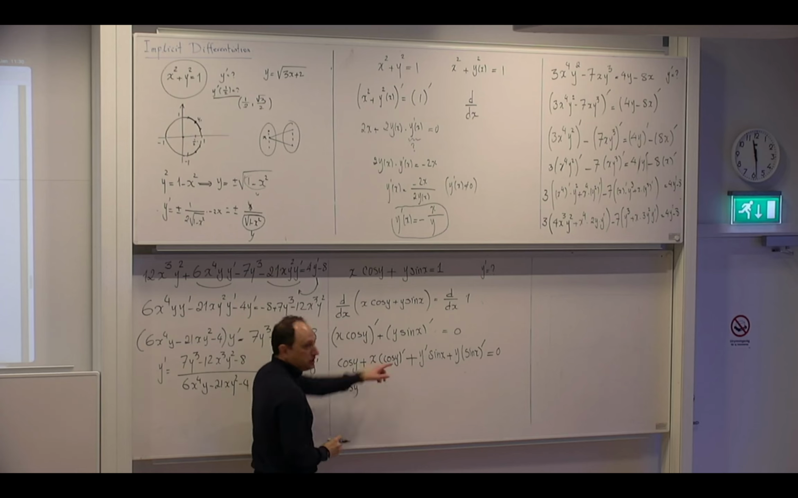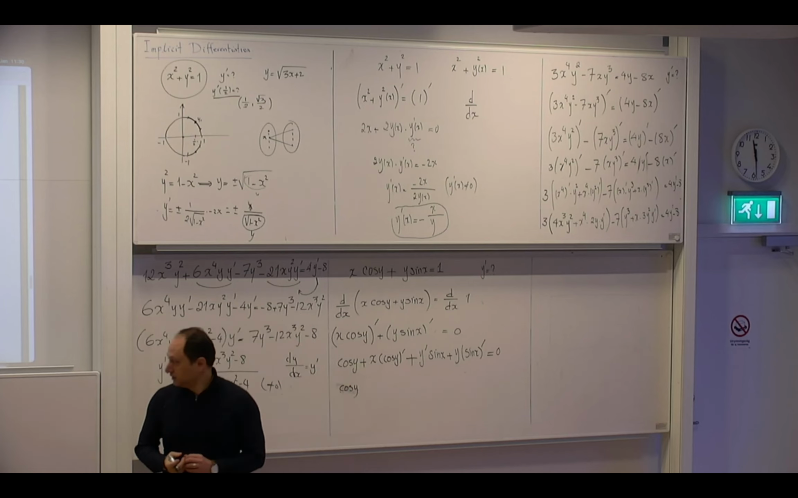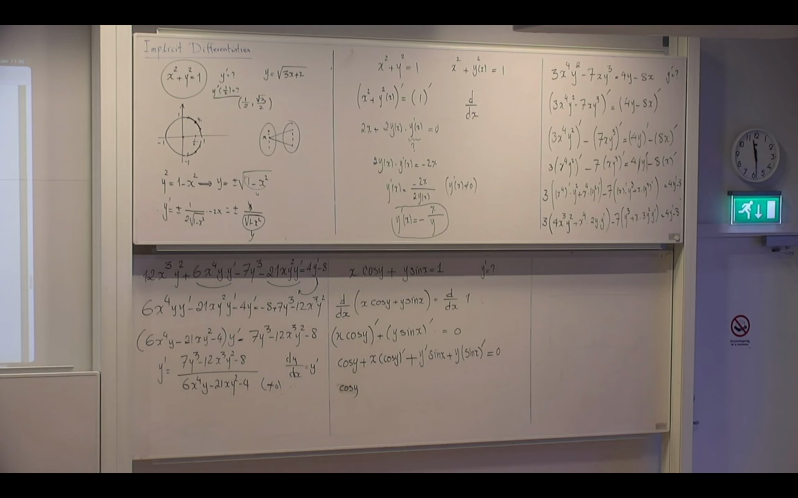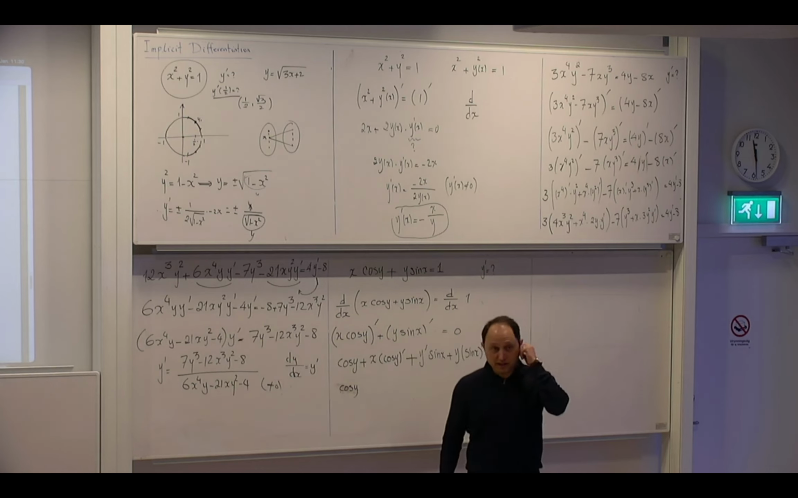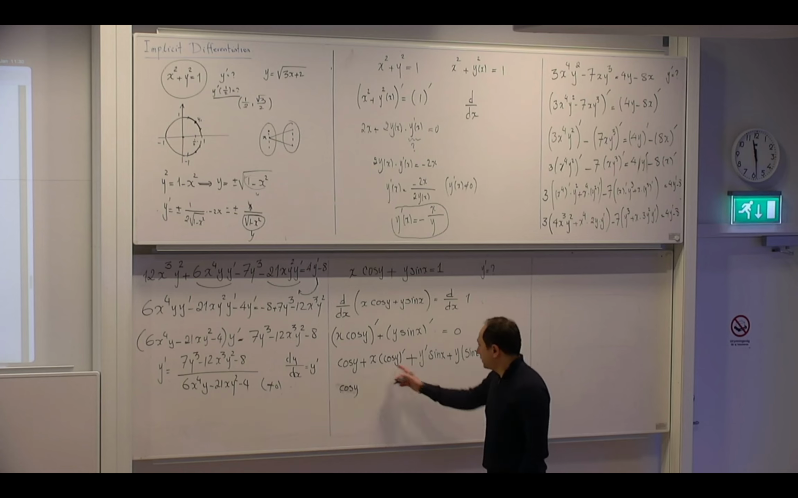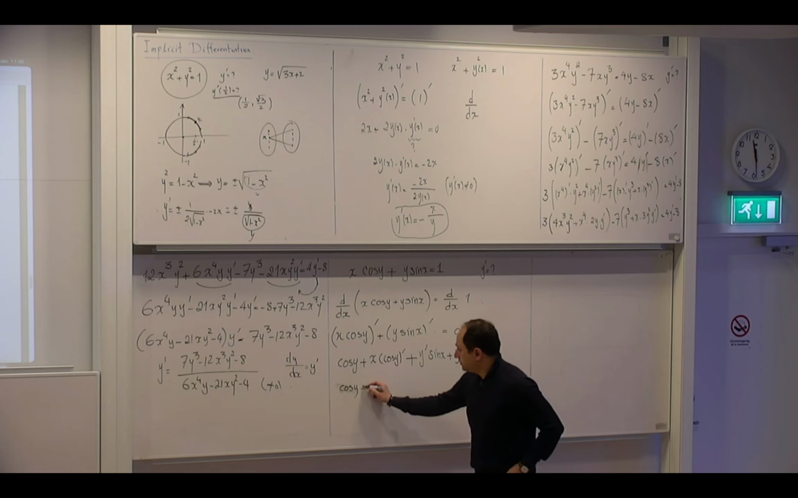But what is the derivative of cosine y? The formula is on the board. The derivative of cosine x is minus sine x. But this is not cosine x, it is cosine y, and y is a function of x. So can you tell me what should I write here? I would write x, copy and paste.